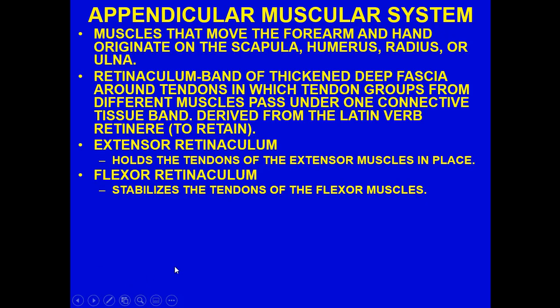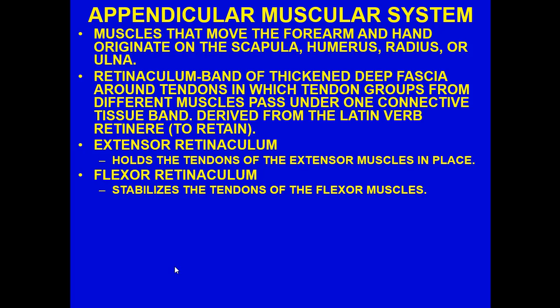Now, muscles that move the forearm and hand originate on the scapula, humerus, radius, or ulna. We talked about that. But there's something you need to be introduced to, and that's called the retinaculum. This is a band of thickened deep fascia around the tendons, in which the tendon groups from the different muscles pass under one connective tissue band. This is derived from the Latin verb retinere, to retain.